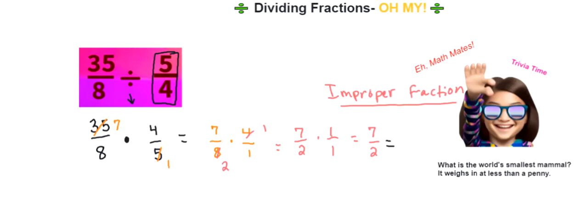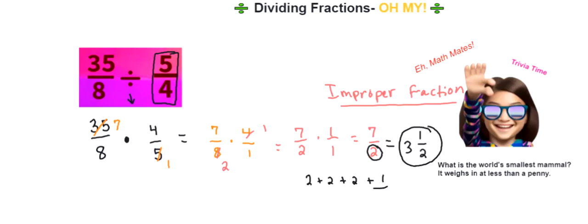So look at the bottom number, the 2 here, and ask yourself, how many 2's can go into 7? 2 plus 2 plus 2 plus 1 is 7, right? So 3 2's can go into 7. And that leaves 1 left over. And you put that over your denominator. And there's your answer.